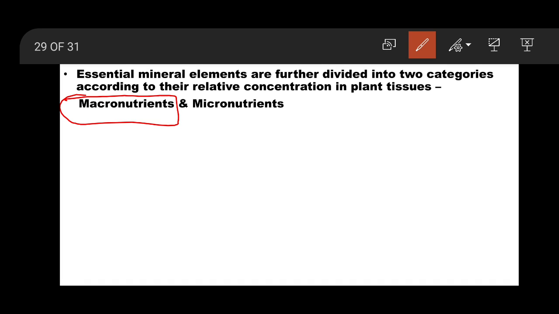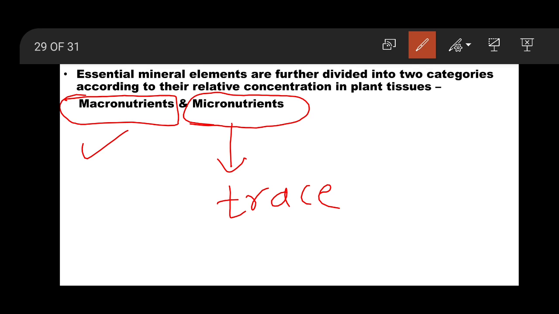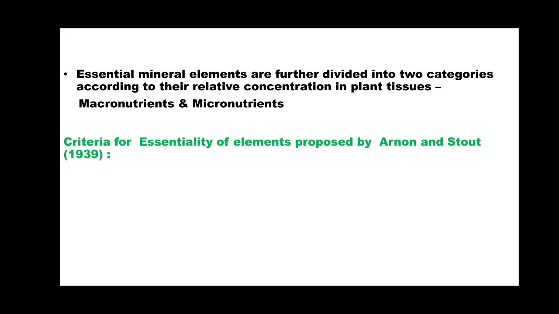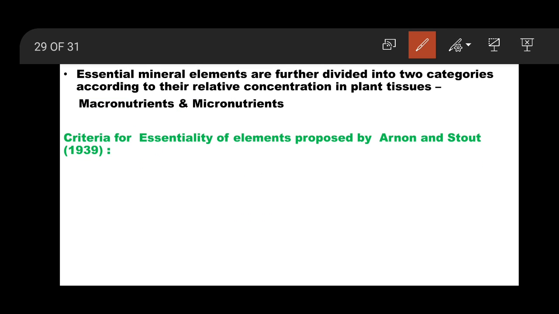First one is मैक्रोन्यूट्रिएंट्स. अगर वो ज़्यादा कॉन्सेंट्रेशन में लगता है प्लांट को, तो उसको मैक्रोन्यूट्रिएंट्स कहते हैं। अगर वो कम कॉन्सेंट्रेशन में लगता है तो उसे माइक्रोन्यूट्रिएंट्स कहते हैं, या फिर उसे ट्रेस एलिमेंट्स भी कहते हैं। ट्रेस कम अमाउंट में लगता है। So what is the criteria for essentiality of elements?